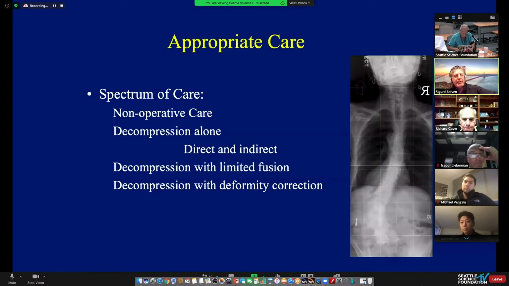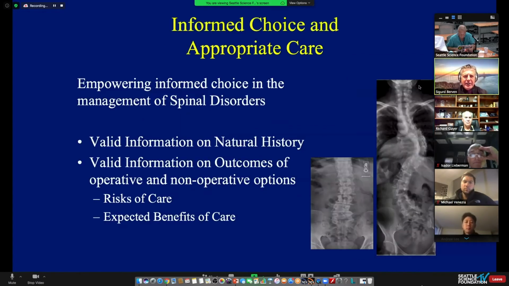So again, I'm just going to go for a brief overview to give a little bit of background for those of you who might not be familiar with some of the concepts. And the notion of appropriate care for patients, we do a lot of work with complex deformity, but degenerative pathology and all of spine, what's appropriate? There's a broad spectrum of interventions we can have for any case, ranging from non-operative interventions to decompression alone to decompression with more limited fusions to really rather extensive reconstructions.